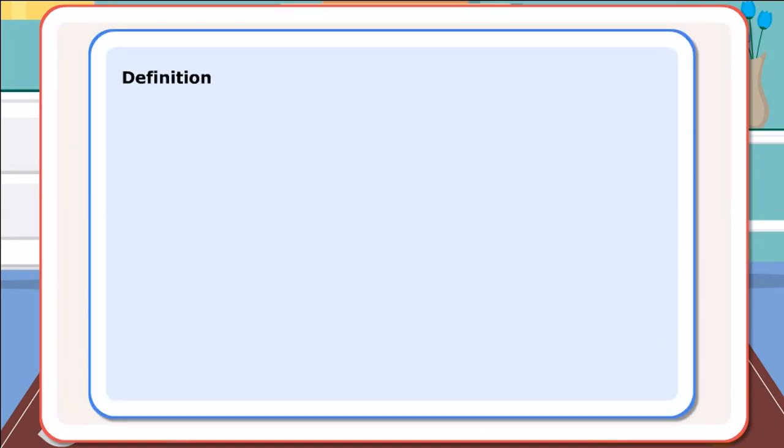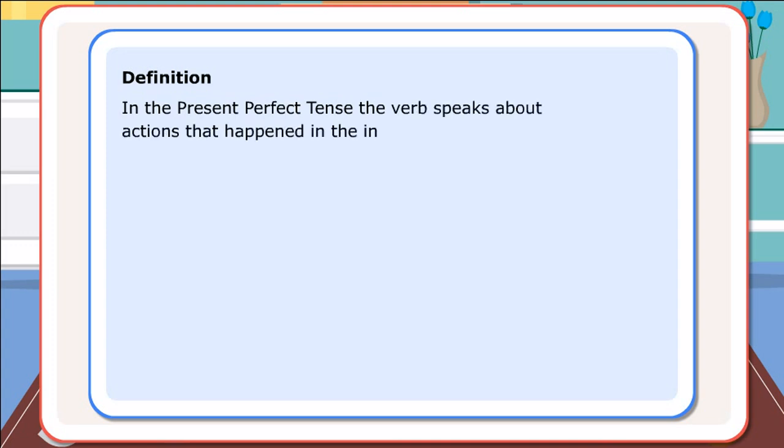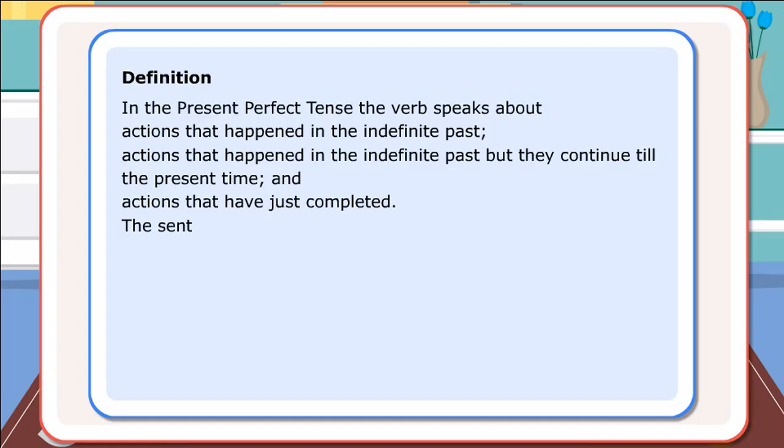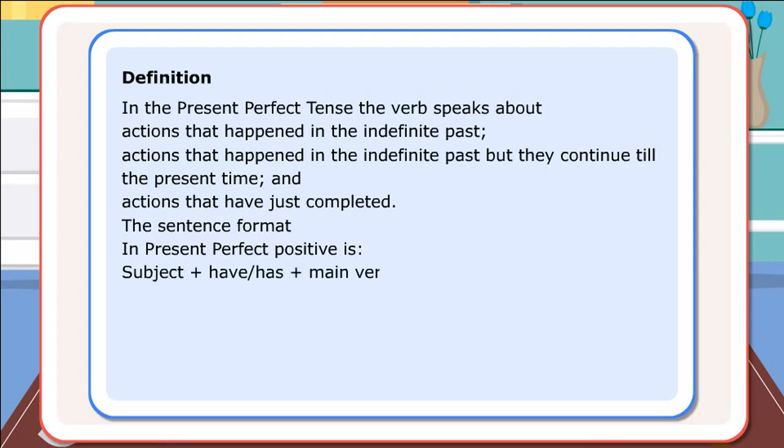Definition. The present perfect tense speaks about actions that happened in the indefinite past, actions that happened in the indefinite past but continue till the present time, and actions that have just completed. The sentence format. The present perfect positive is subject plus have or has plus main verb in past participle form.